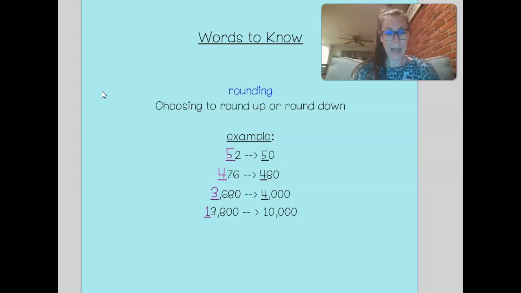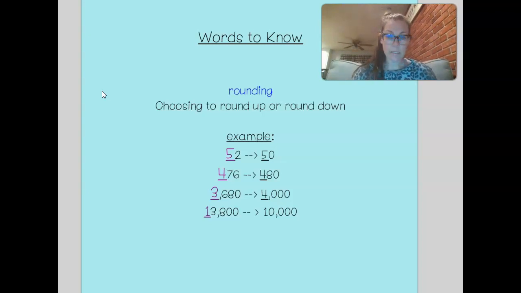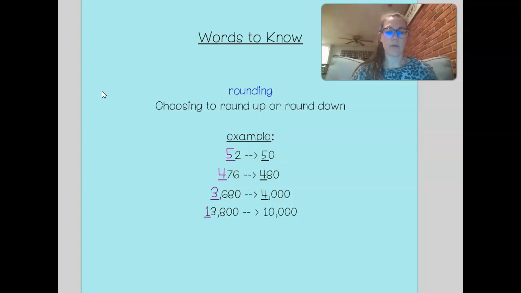If they're talking about the nearest tens, 476 would be rounded to the nearest 480. If they're talking about thousands, 3,680 would be rounded to 4,000. If they're talking about 10,000s, 13,800 would be rounded to 10,000.